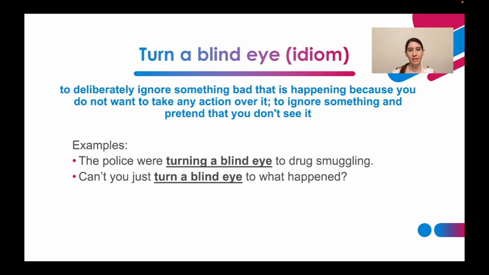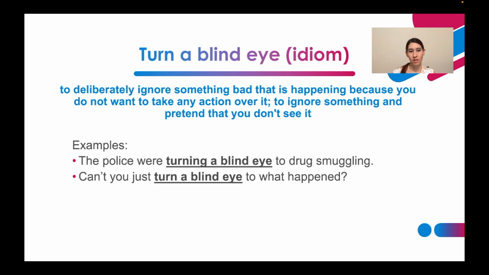Turn a blind eye. This idiom means to deliberately ignore something bad that is happening because you do not want to take any action over it, or to ignore something and pretend that you don't see it. For example, the police were turning a blind eye to drug smuggling. So maybe the police were corrupt and they were getting paid by the drug smugglers, so they were pretending that they didn't see it. They were ignoring it and pretending that they didn't see it. They would be turning a blind eye.